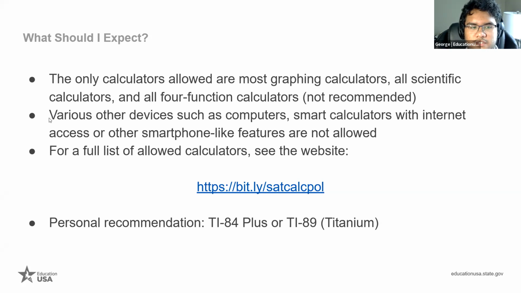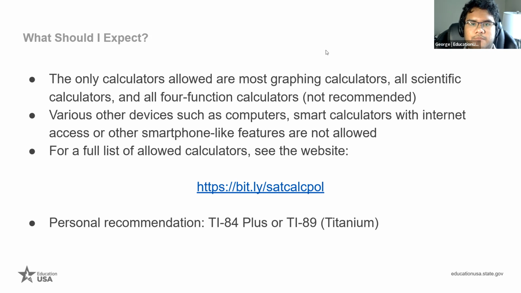Something to keep in mind though is that other devices such as computers or any smart calculators that have any kind of internet or Bluetooth connectivity functions, or any other features like that you could find on a smartphone in regards to connectivity, are not allowed on the SAT. If you want a list of all the calculators that you can use, you can visit this link right here, bit.ly/SAT calc-pol, as in calculator policy. Yeah, you can see that if you want to see all the calculators that they allow specifically.